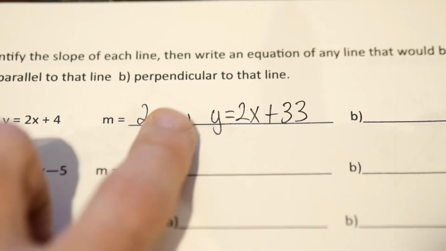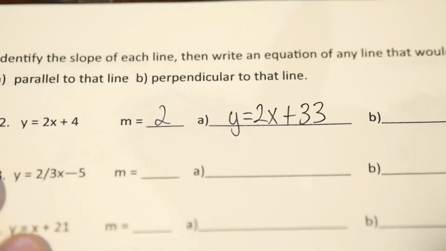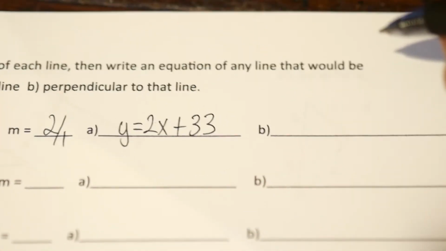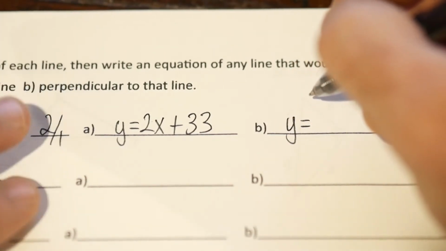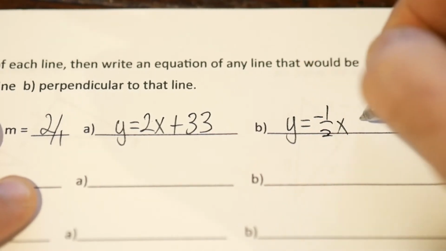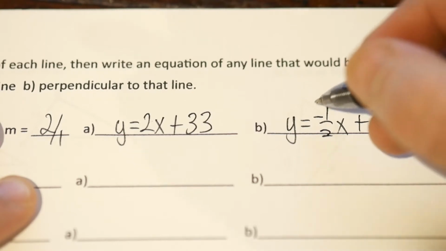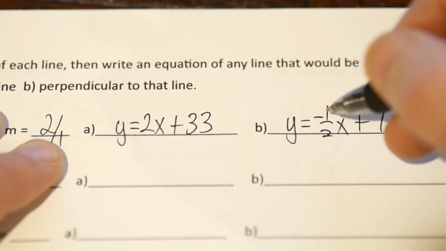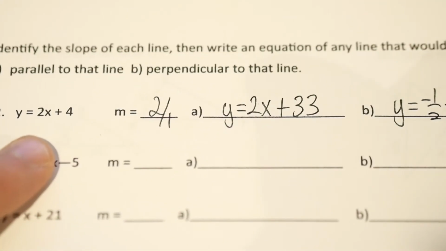Now, remember, to be perpendicular, the slope has to be the negative or opposite reciprocal. So if the slope is 2, or you could think of it as 2 over 1, we've got to flip those two numbers and change the sign. So it's going to be y equals negative 1/2 x plus 7. And again, this number out here doesn't matter. What matters is that the slope on this perpendicular line is the negative or opposite reciprocal of the slope of the original one.